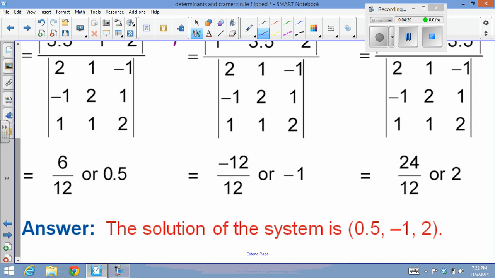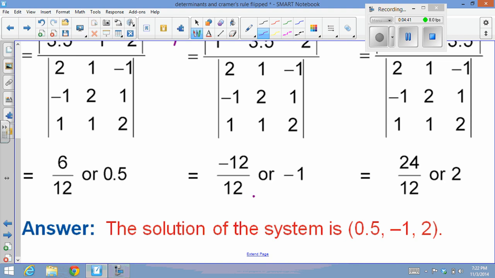If I take the y coefficients, I would get -12 over 12, so I get -1. And then my z's would be 24 over 12, which is 2. So that means the solution to my system is 0.5, -1, and 2. And I can double check it by doing substitution or elimination if I wanted to.